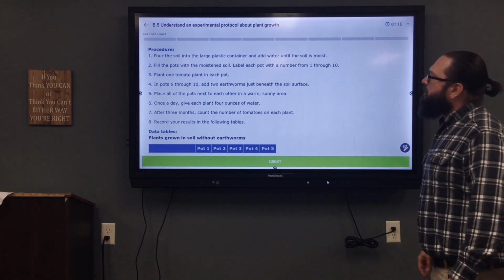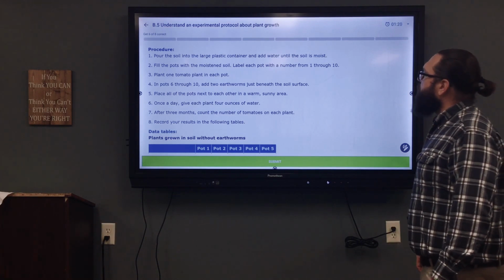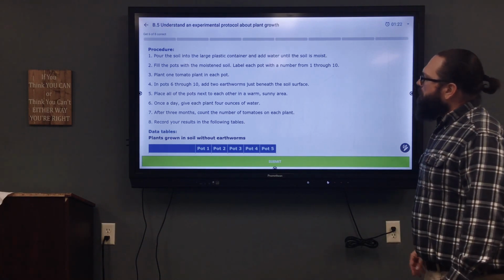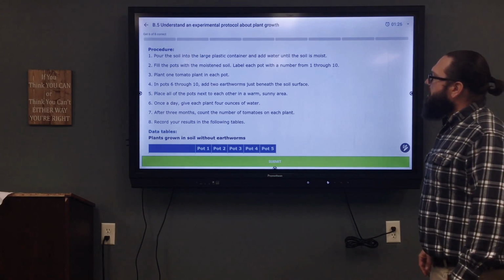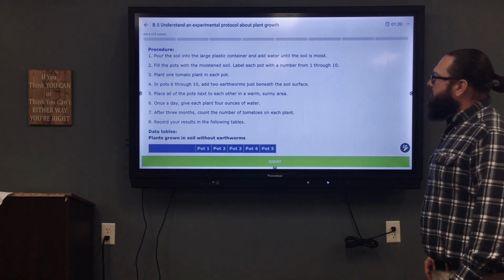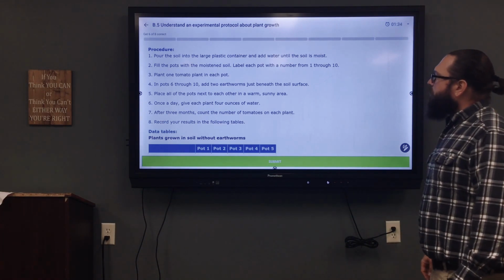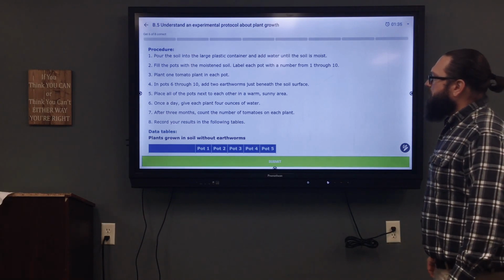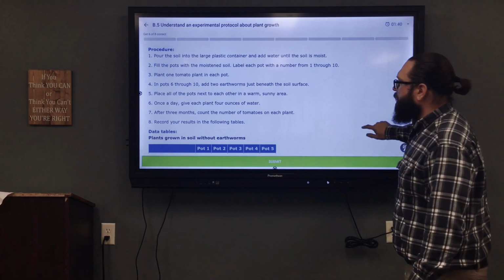Step 3, plant 1 tomato plant in each pot. Step 4, in pots 6 through 10, add 2 earthworms just beneath the soil surface. Step 5, place all the pots next to each other in a warm, sunny area. Step 6, once a day, give each plant 4 ounces of water. Step 7, after 3 months, count the number of tomatoes on each plant. And then step 8, record your results in the following tables.